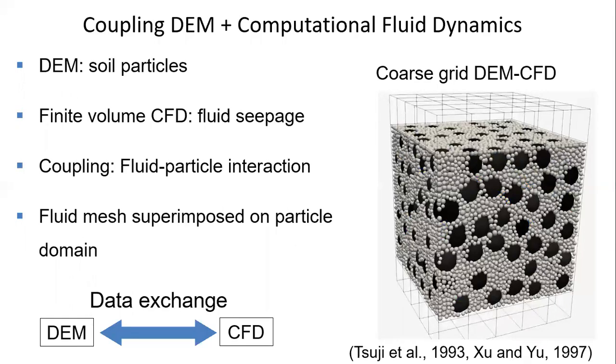The most common form of DEM-CFD coupling, and the type that I have predominantly used, involves overlaying a coarse mesh, so coarse meaning just larger, much larger than the soil particles, on the particle domain, and the mesh is then used for finite volume CFD. Coupling between DEM and CFD takes the form of fluid particle interaction.